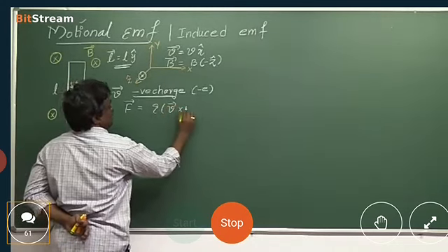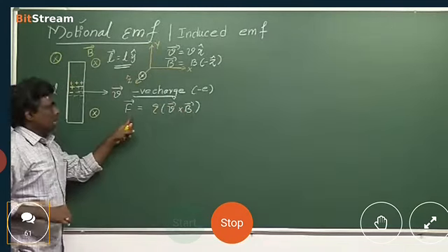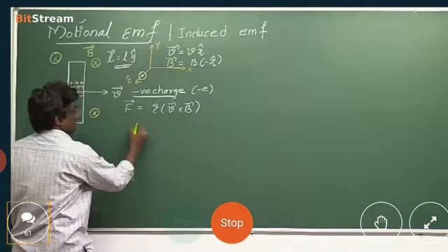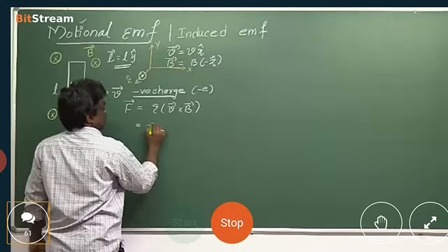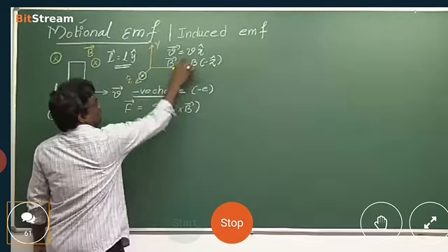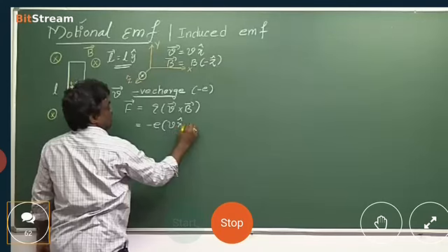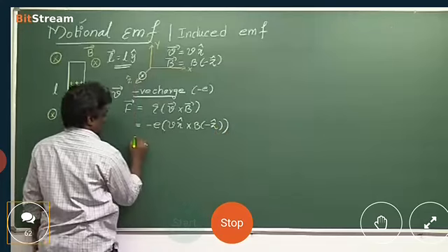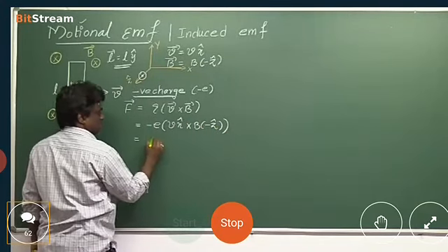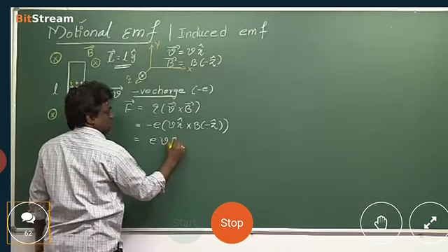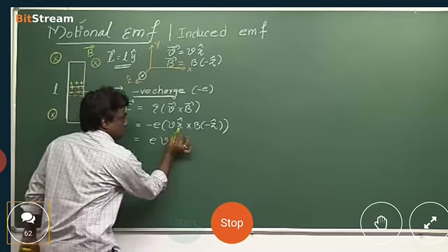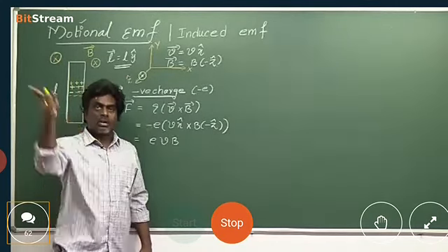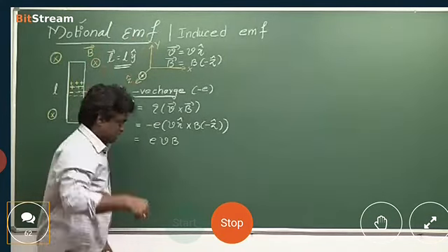Could you please tell me what is the force acting on the charged particle? Q V bar cross B bar. This is the magnetic force acting on a charged particle, Q into V bar cross B bar. Your Q is minus e, and V bar is V x cap, cross B bar, which is B minus Z cap. So minus minus plus e V B, and this is X cap cross Z cap. X Y Z, so X cap cross Z cap is in the reverse direction.